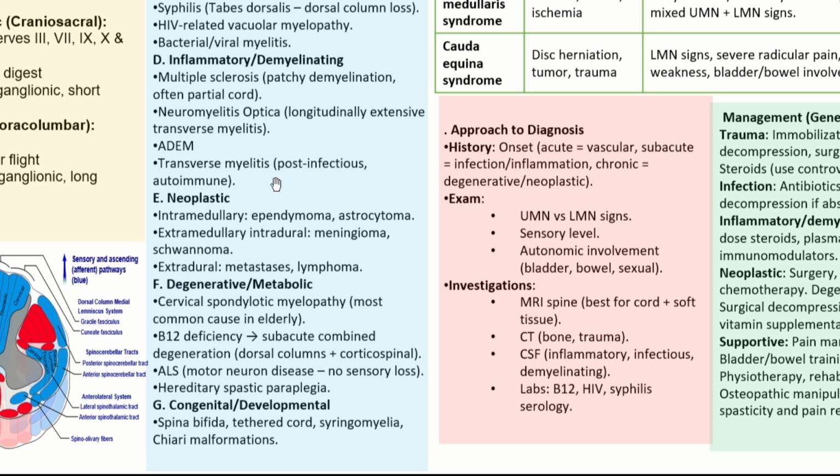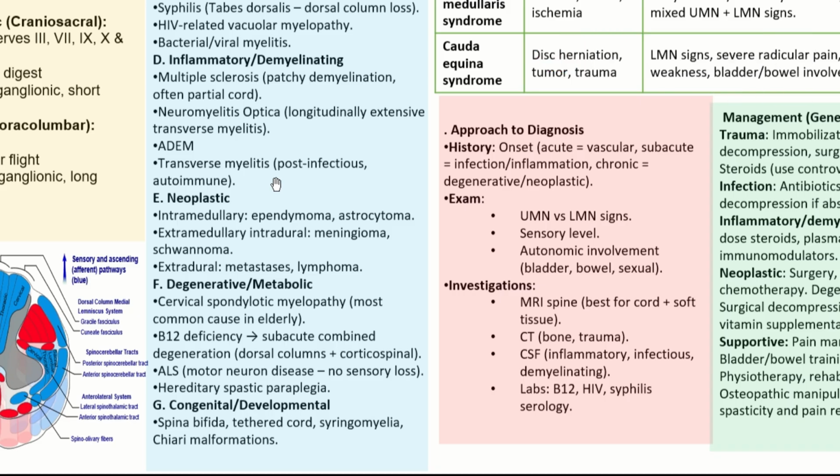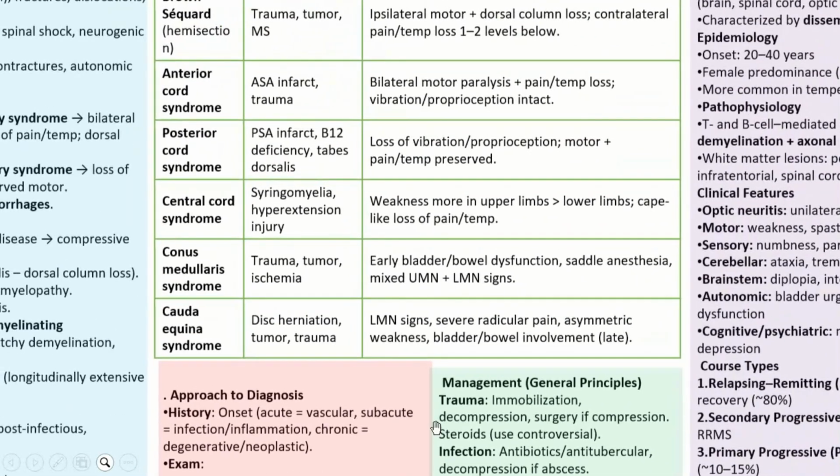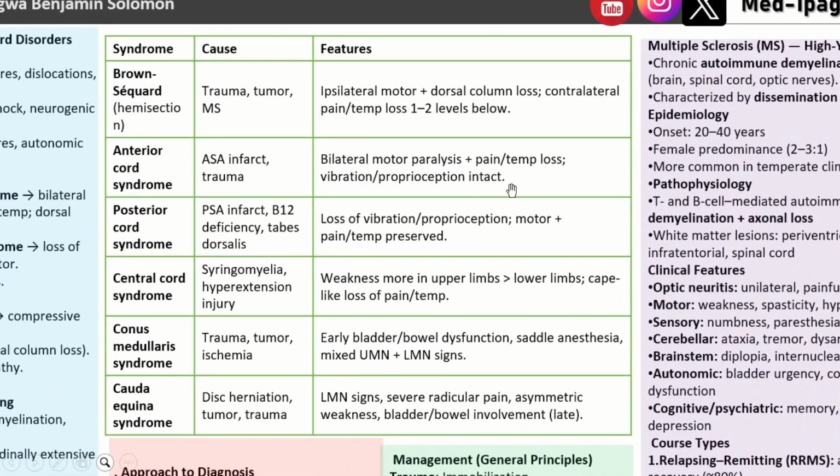Then the congenital, we can have things like spina bifida, a tethered cord, syringomyelia, and Chiari malformations, whereby maybe we have herniation of the brain down into the spinal cord. So when we look at the syndromes, and these ones are going to be very high yield or very common in exam, we're going to start with one we call the Brown-Sequard syndrome, and this is very important.